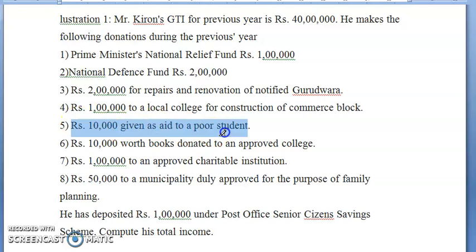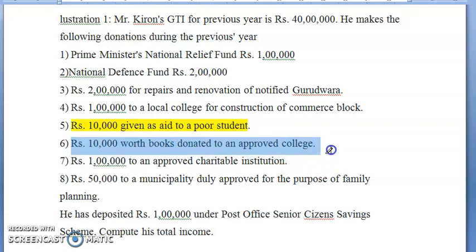Aid to a poor person won't come in our calculation. Next item is rupees 10,000 worth of books donated to an approved college. The difference between these two transactions is that one is given to the student, so we cannot consider that because that item is not there anywhere else. Here it is in kind, books are given, so books we cannot consider in our calculation, so we have to highlight this again. This item also won't come in our calculation. These two items are not eligible for deduction, they are not coming under 80G.